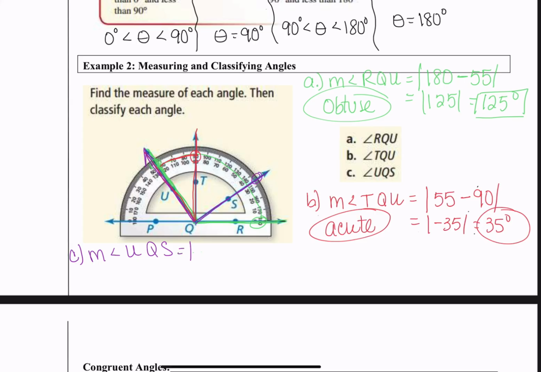So this angle measure is going to be 145 minus 55, or 55 minus 145. We're taking the absolute value, so it doesn't really matter. And you're going to end up with 90 degrees, absolute value of 90, or 90 degrees. And that is classified as a right angle.